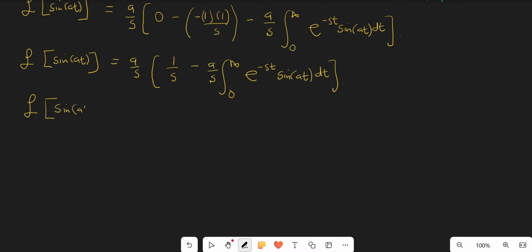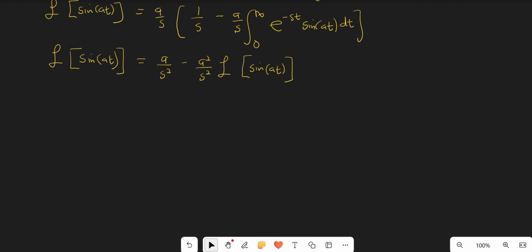So the Laplace transform of the sine of at is equal to, now we can multiply through, we are going to have a over s squared, right, minus a squared over s squared, and this one is the Laplace transform of the function sine of at. So this is what we have.